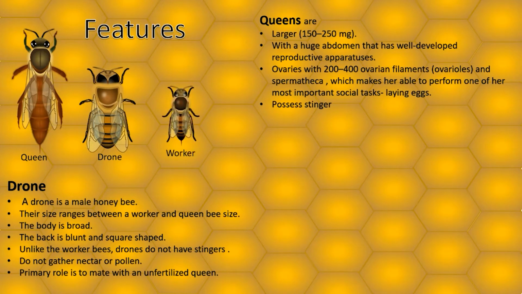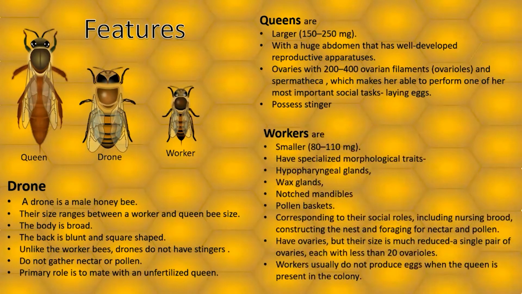And the last, workers. Workers are smaller in size, ranging from 80 to 110 mg. They have specialized morphological traits like hypopharyngeal glands, wax glands, notched mandibles, and pollen baskets, corresponding to their social roles, including nursing brood, constructing the nest, and foraging for nectar and pollen. They have ovaries, but their size is much reduced, a single pair of ovaries with each less than 20 ovules. Workers usually do not produce eggs when the queen is present in the colony.